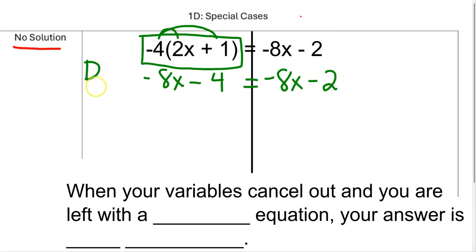We've distributed. Now we're going to go for S, which is sort. For sort, we want to put the variables on one side and the constants on the other. So starting on this side, I can see that I have a value with a variable here. I'm going to leave that on this side. And then I'm going to take this -4 and I'm going to move it to the other side.